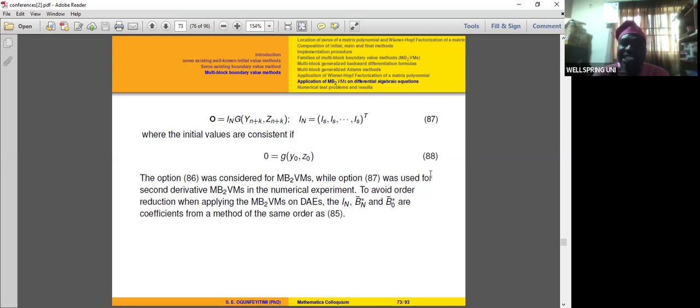To avoid order reduction when applying multi-block boundary value method on DAE, the coefficient of the derivative part must come from the method of the same order as 85. The method must be of the same order as 85. If not, there will be order reduction.